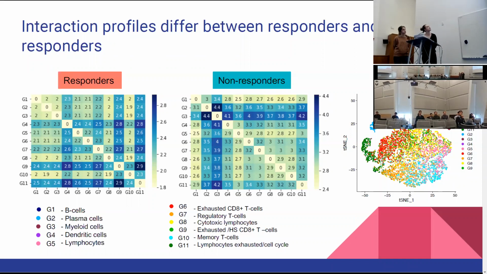So in responders, G4, G7, G9, and G11 are more expressed, which makes sense because G4 cells are dendritic cells, and these play an important role in antigen presentation for formation of reactive T cells. And then G9 and G11 are both exhausted cell types, which makes sense why they would be less dominant in non-responders, as they are exhausted cells and do not interact as much.